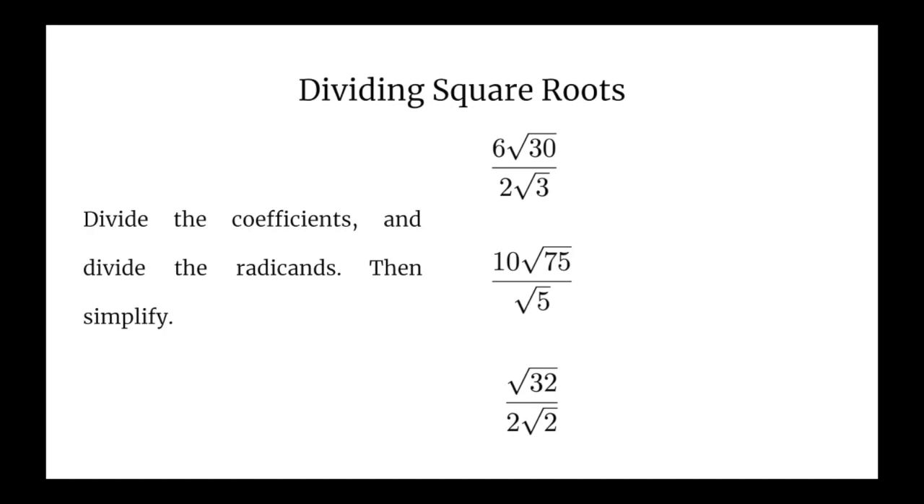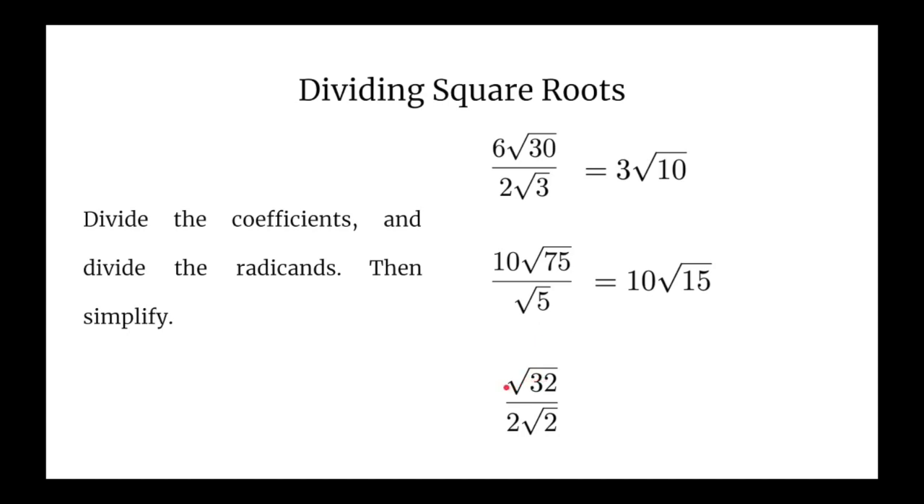Now let's talk about dividing square roots. To do this, we divide the coefficients and divide the radicands, and then simplify. Here's an example. 6 root 30 divided by 2 root 3. We're going to divide 6 by 2 and then divide root 30 by root 3, applying the quotient rule. This gives us 3 root 10. Here, we're going to have 10 divided by 1 multiplied by root 75 divided by root 5. And that gives us 10 root 15.